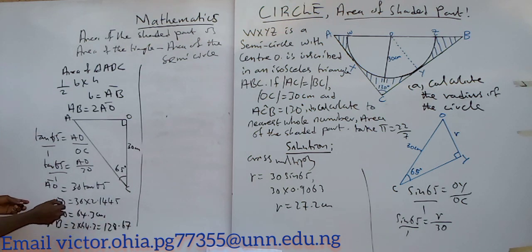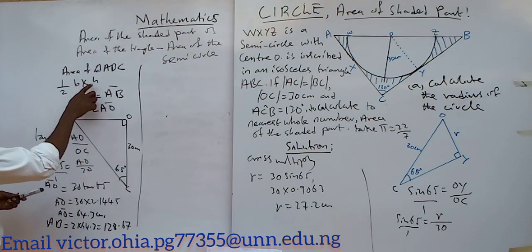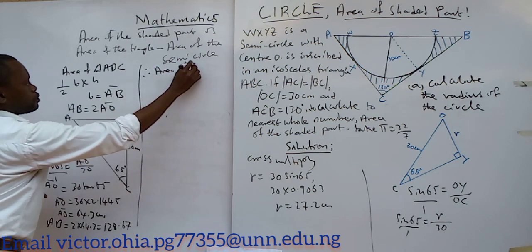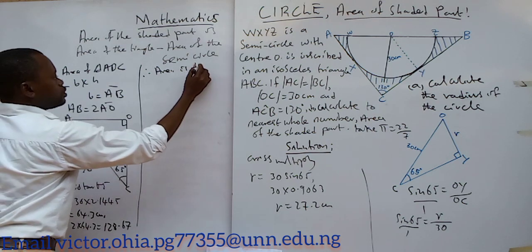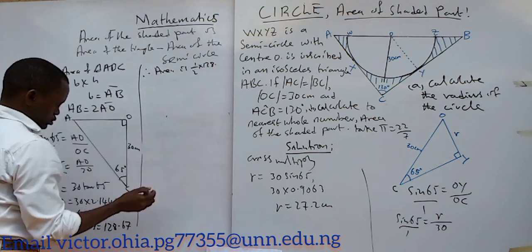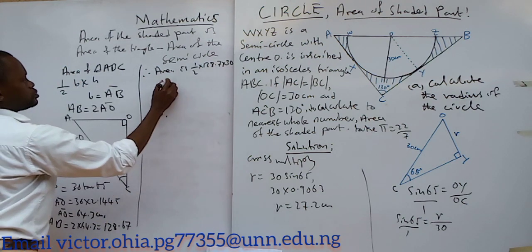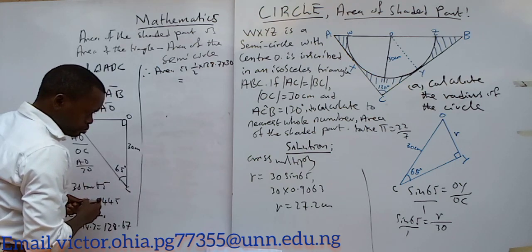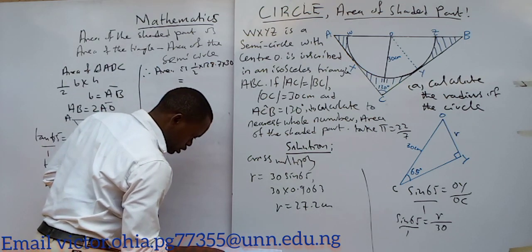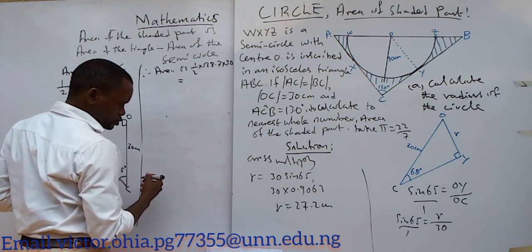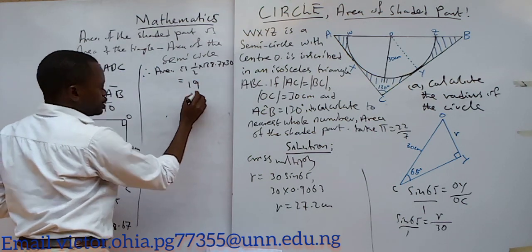128.67. Okay, so this is the base of the triangle, and with this now we can calculate the area of the triangle, half base times height. Therefore, area is 1 over 2 times 128.67 times 30. Okay, so that will give us what? Let me look at the figures I have ready so I don't take time. Okay, that will give us 1930.1 cm squared.